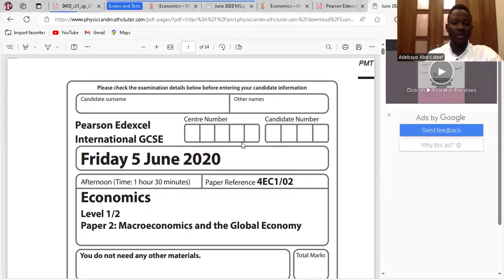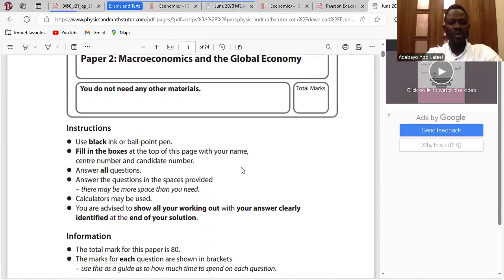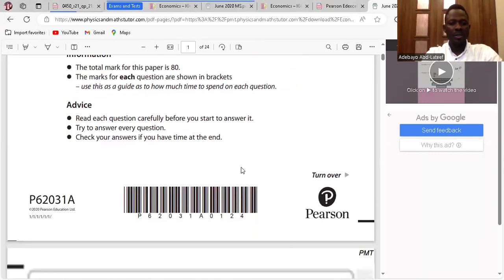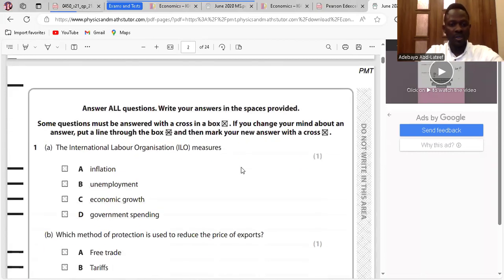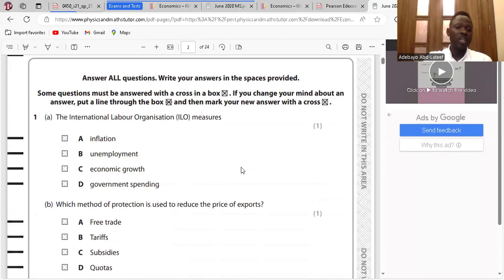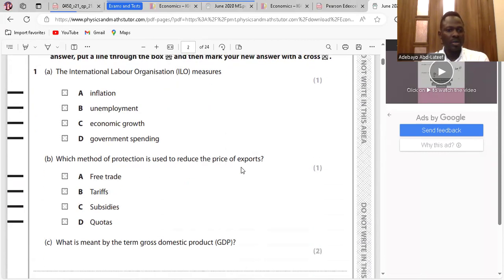We have Economics Paper 2, June 2020. First question: the International Labour Organization, ILO, measures what? Unemployment. We use ILO to measure unemployment because it means International Labour Organization. So it's about unemployment.